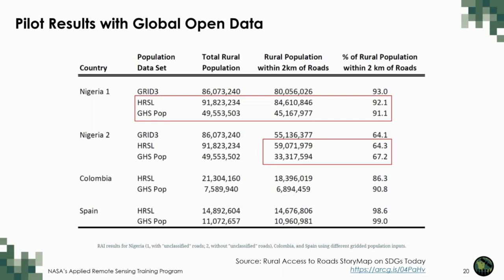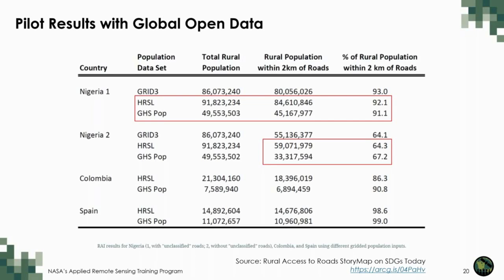HRSL, by comparison, allocates population evenly to pixels identified as having buildings, regardless of the number or size of buildings. Therefore, it may potentially overestimate rural population or underestimate urban population, depending on the level of detail of the census population inputs. These differences appear to be moot once proportions are calculated, resulting in consistent RAI results.